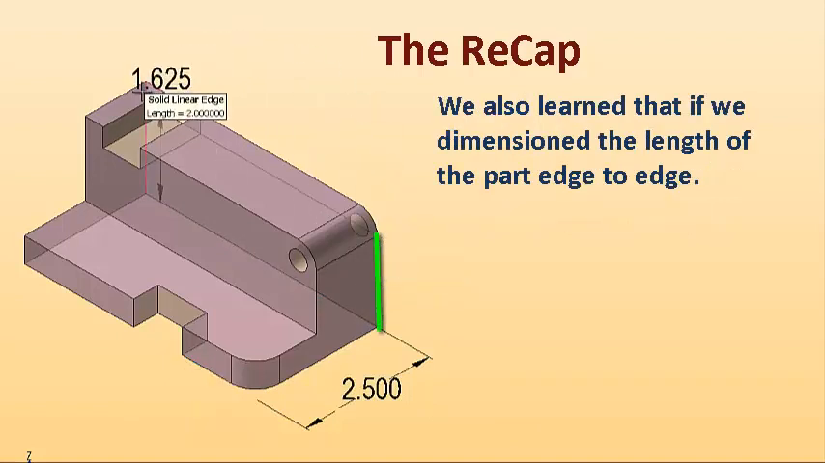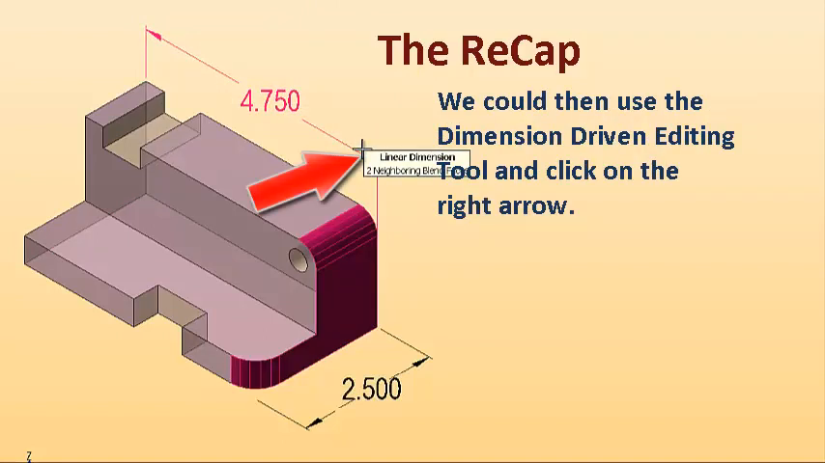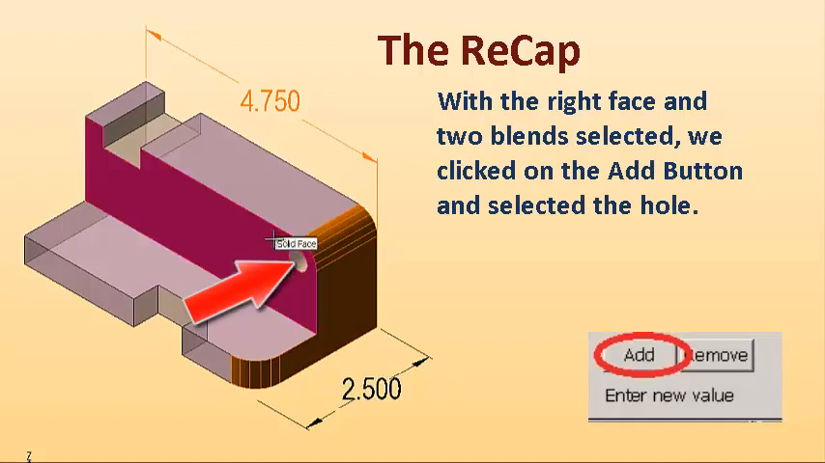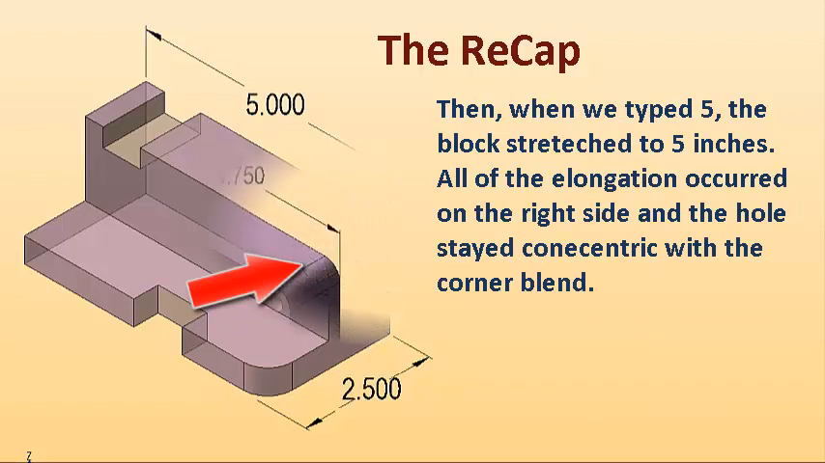We also saw that when we created a length dimension for the block by using opposing edges, and we then selected the right arrow of the dimension, the right face and the 2 blends highlighted, we could then click on the Add tool and add the hole to that group. Now when we typed 5 inches for the length, the block elongated all on the right side and the hole stayed concentric to the blend.